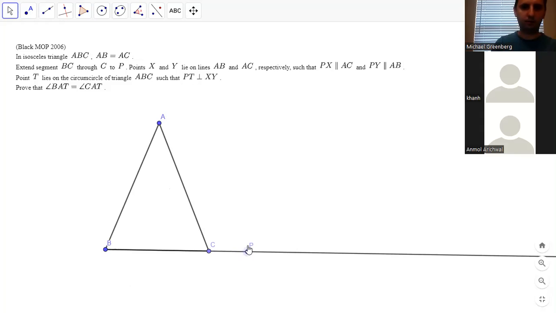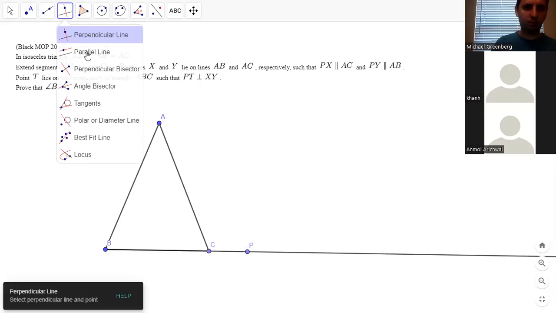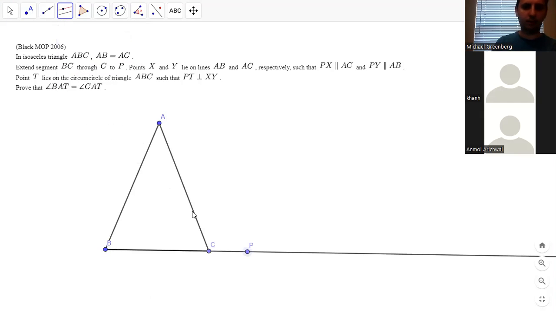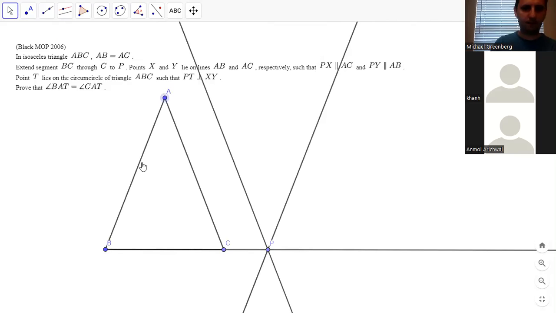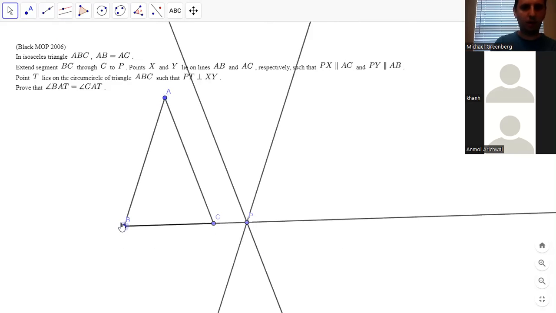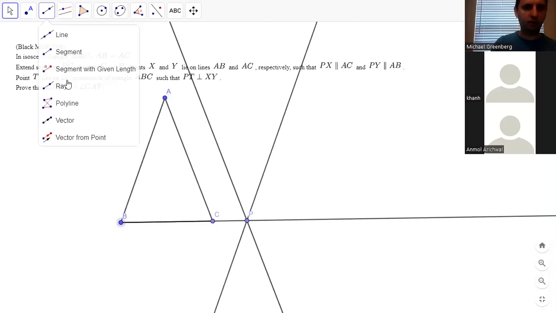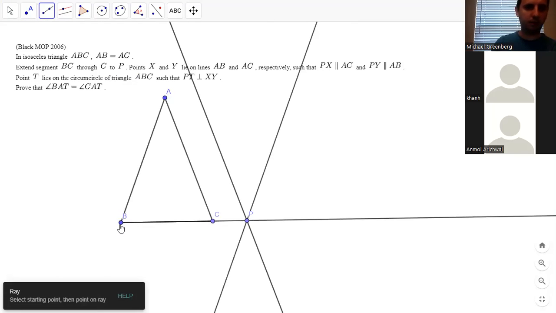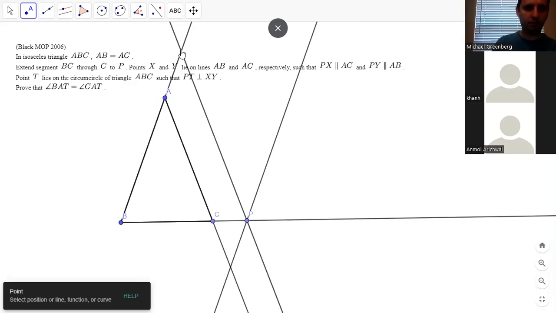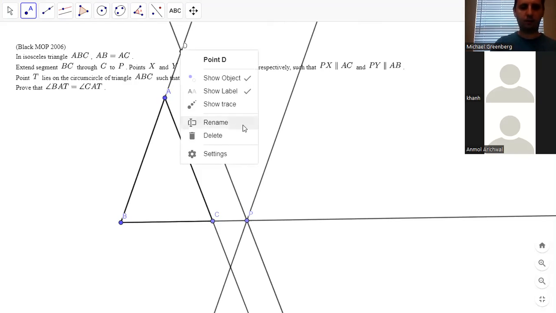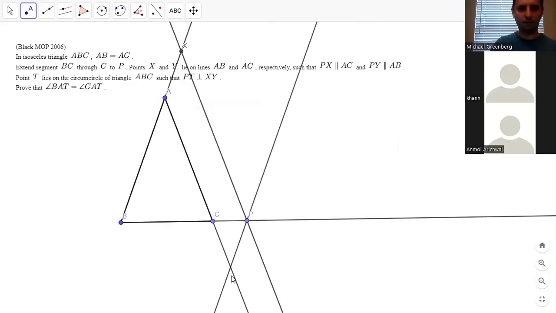That's kind of interesting. Almost makes it look too easy. So we draw the parallels to those two. I feel like I might have done this problem before, actually. I don't remember. Okay, so we need to draw the whole ray AC and AB. So yeah, we have a little parallelogram here. So this is X, Y.